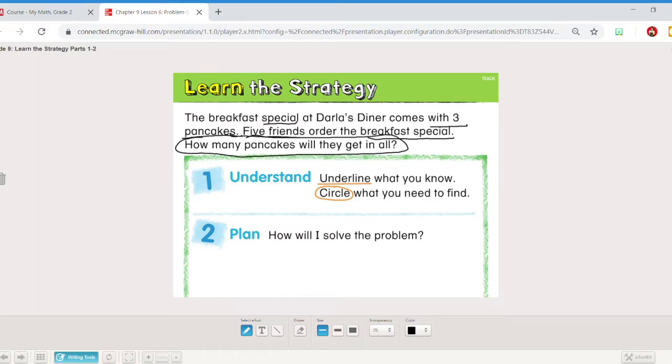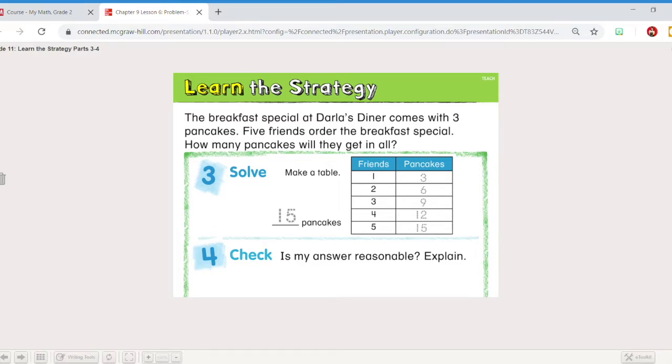Whoa, there are lots of pieces here. How will I solve this problem? Well, we are going to make a table. Now that we've decided that, it looks like they made a nice table for us, but we can go ahead and trace over it to understand it. So in one column they have friends, and in one column they have pancakes. So each special equals 3 pancakes.